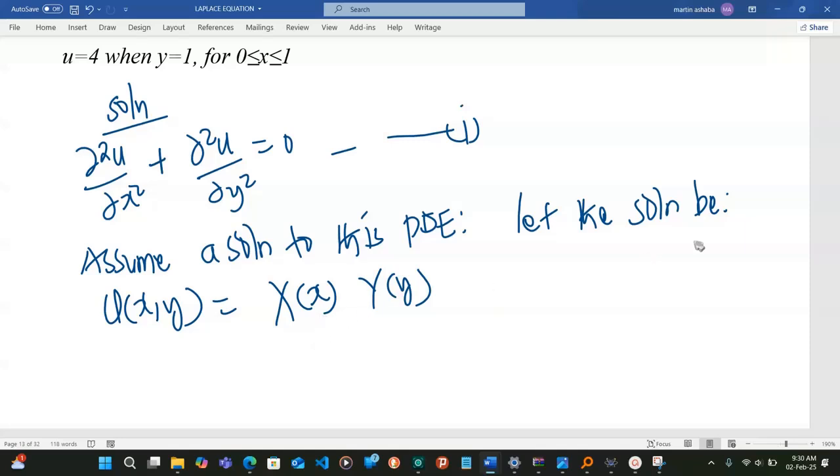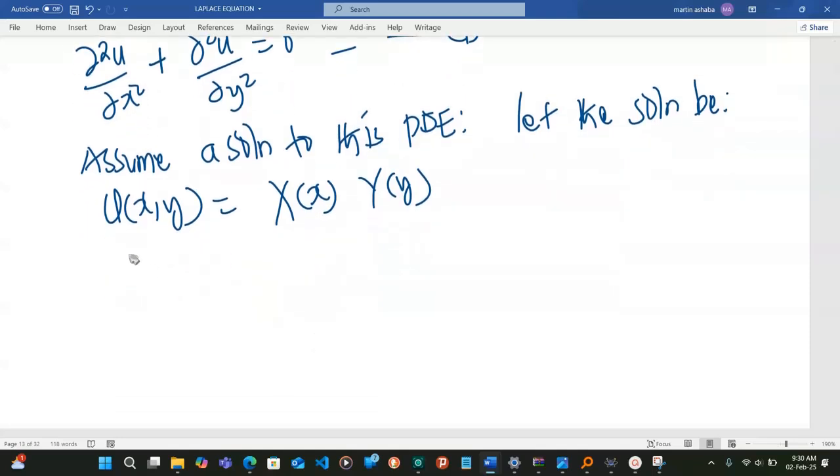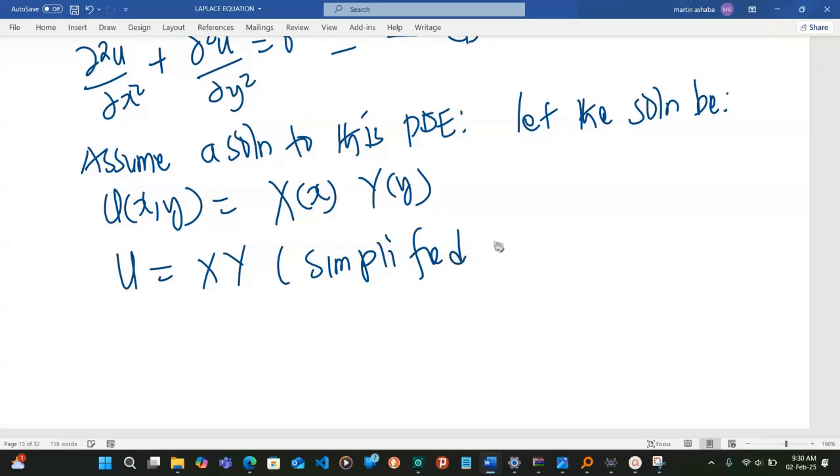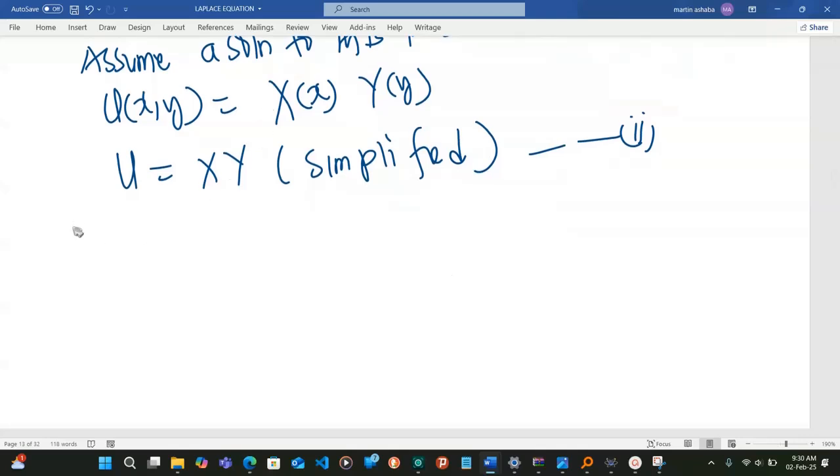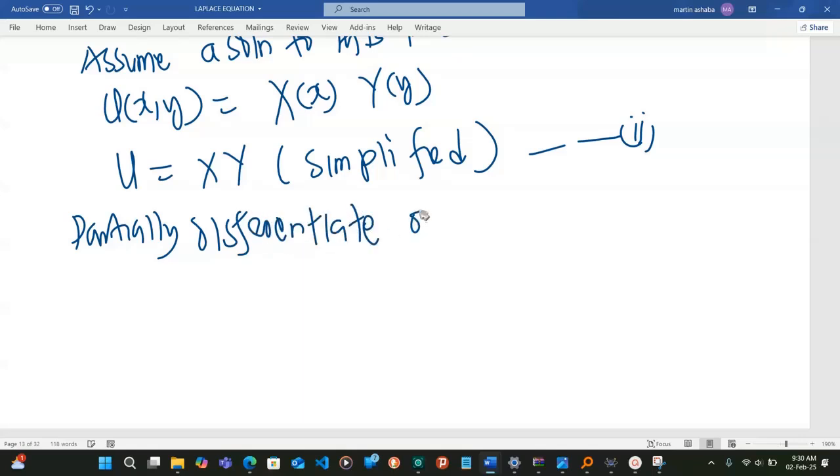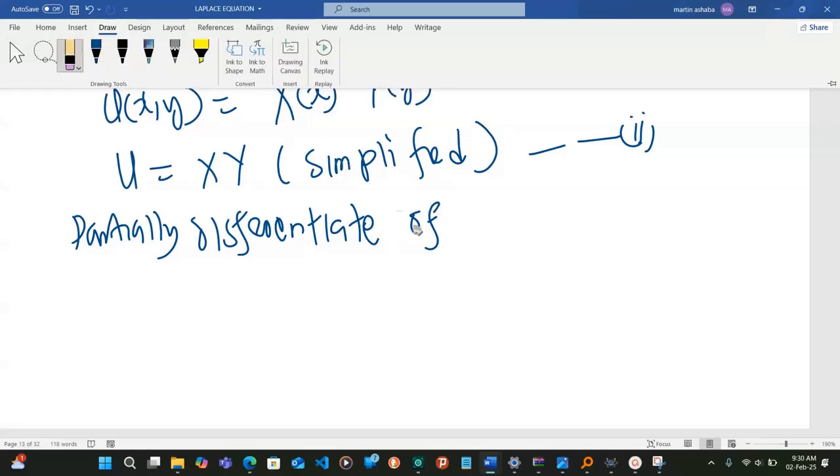So to simplify, u is going to equal XY. This is a simplified case. We are going to call this equation 2. So now we are going to partially differentiate the function in 2.